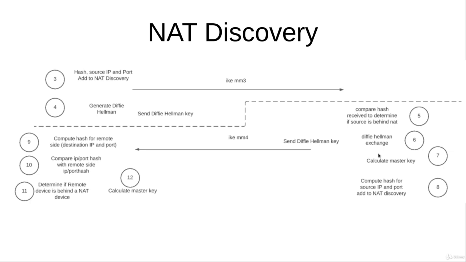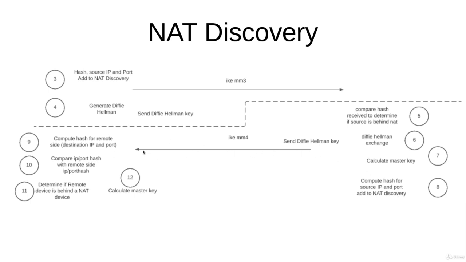Now it does the Diffie-Hellman exchange, step 6. It calculates the master key, step 7. The responder calculates the hash of its source IP and port. This is step 8. It sends the hashes for its own source IP address and port out in message 4.